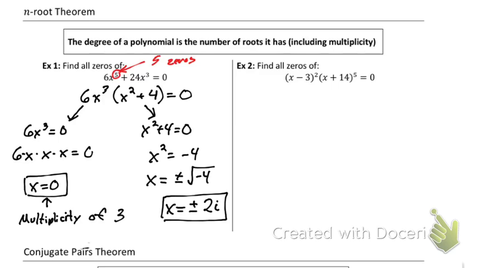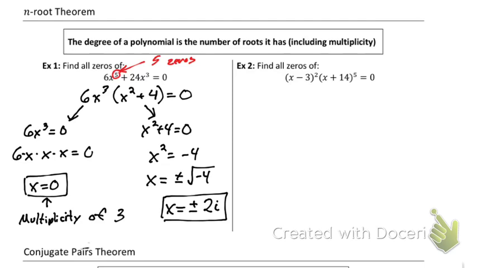That is all 5 of our zeros. There's 3 zeros here, and there's 2 zeros here. It's a plus 2i and a negative 2i. We have all 5 of our zeros accounted for. Once again, we have all 5 of our zeros.